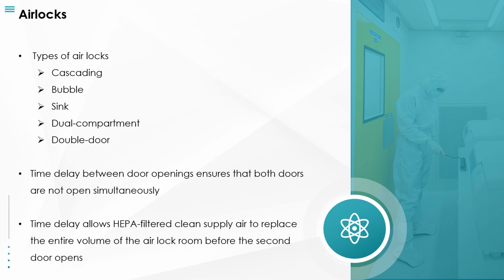Sink airlocks remove contaminants from personnel before entering cleaner areas, with equipment to clean or disinfect clothes and shoes, used in healthcare and hygiene sensitive environments. Dual compartment airlocks, 2 chambers with doors that don't open simultaneously, maintaining pressure differentials and minimizing particle transfer. Double door airlocks, 2 sets of doors with an intermediate chamber to ensure only one door opens at a time, enhancing cleanliness controls, especially in semiconductor manufacturing. An incorporated time delay ensures effective air exchange by allowing HEPA filtered air to replace air volumes before a second door opens.